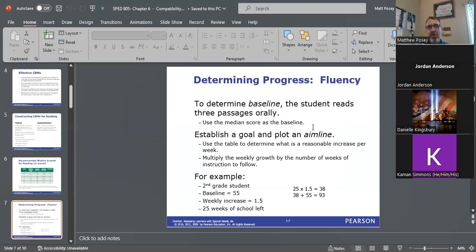Okay, so determining progress at fluency. So we're going to talk about a little bit tonight. I'm going to kind of mention this and then we'll get into more detail next week.